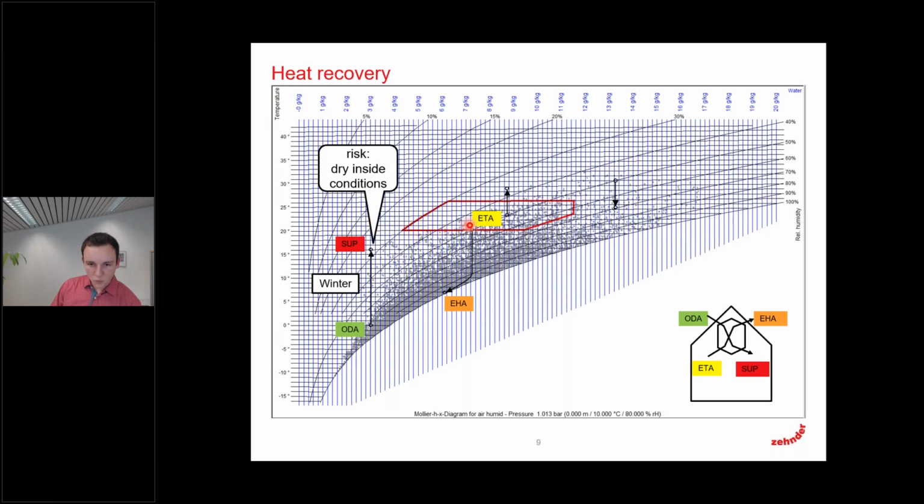On the other side, we can see what happens on the extract air. We give the heat to the supply air. The extract air is cooled down, and actually we reach 100% relative humidity, and there condensation takes place. So if you are using a standard heat exchanger, you also need a condensate drain because you need to get the water out of the unit.